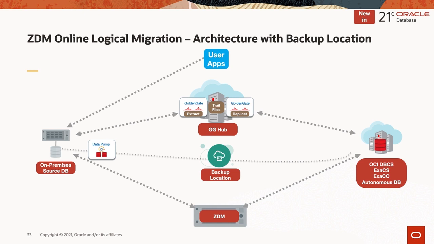That GoldenGate Hub is created using an OCI marketplace image, specifically designed for ZDM and the database migration service, and has specific licensing, and right now it allows for 183 days of usage. Of course, this can change, but right now the license is allowed for 183 days of usage for that specific GoldenGate marketplace image. These are all the components for logical online migration with the backup location, and right now what we're going to do is see step by step how that would work.